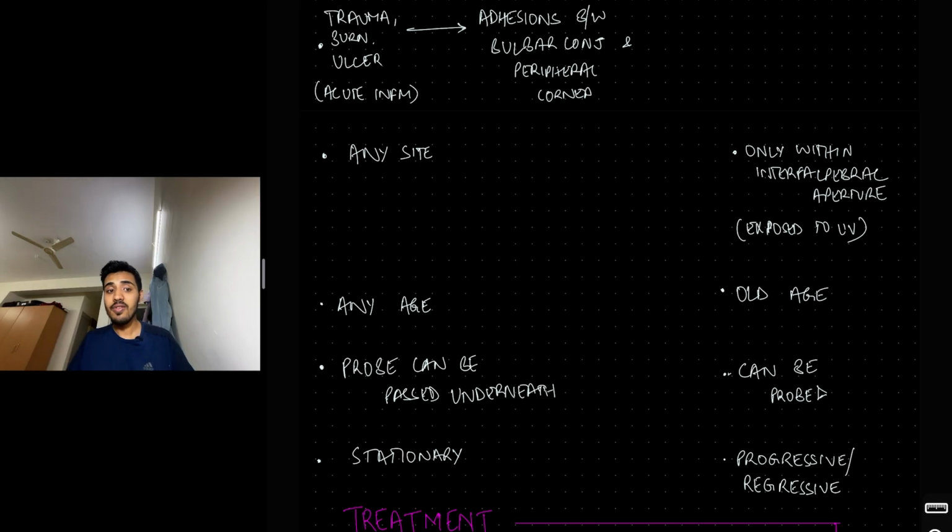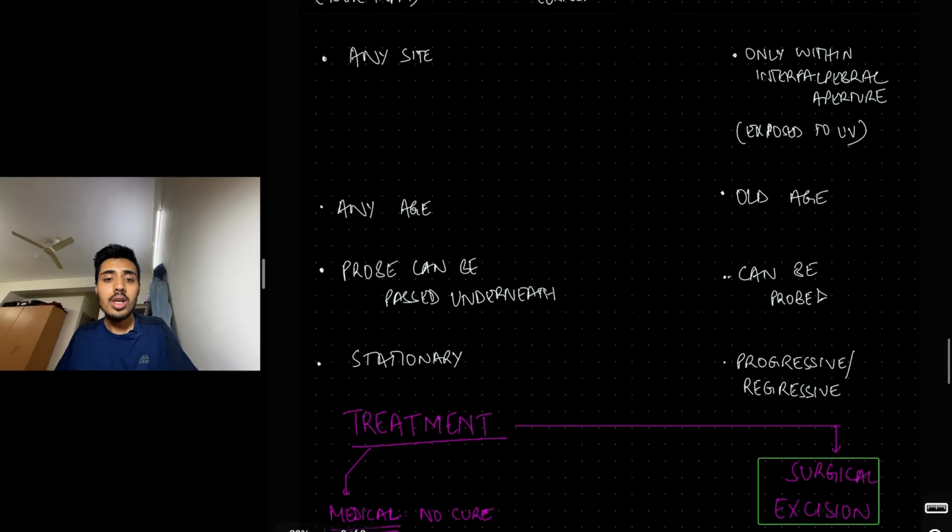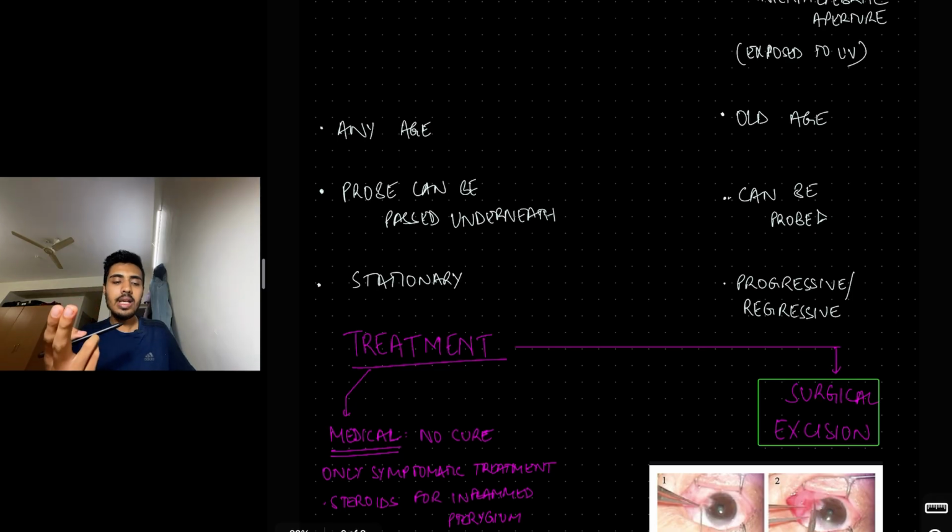And one of the risk factors for pterygium was old age. Here, pseudopterygium, acute inflammation can happen at any age. And also, with pseudopterygium, you can pass a probe underneath. So you have the cornea here, and then you have the pseudopterygium coming and attaching. Pseudopterygium, you can pass a probe underneath, but pterygium cannot be probed.